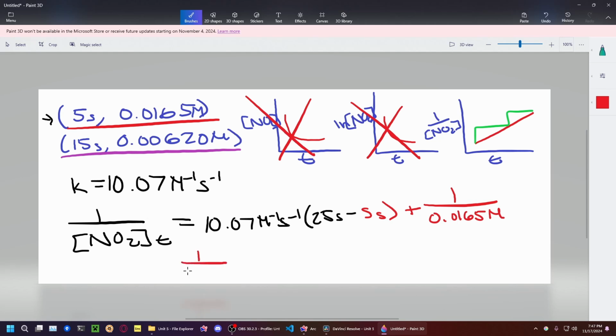Solving this out, I get 1 over NO2 at T around 262 inverse molar. How do I know the units? Well, these two seconds will cancel out with this second here, and it'll be inverse molar plus inverse molar, right? 1 over molar is inverse molar.